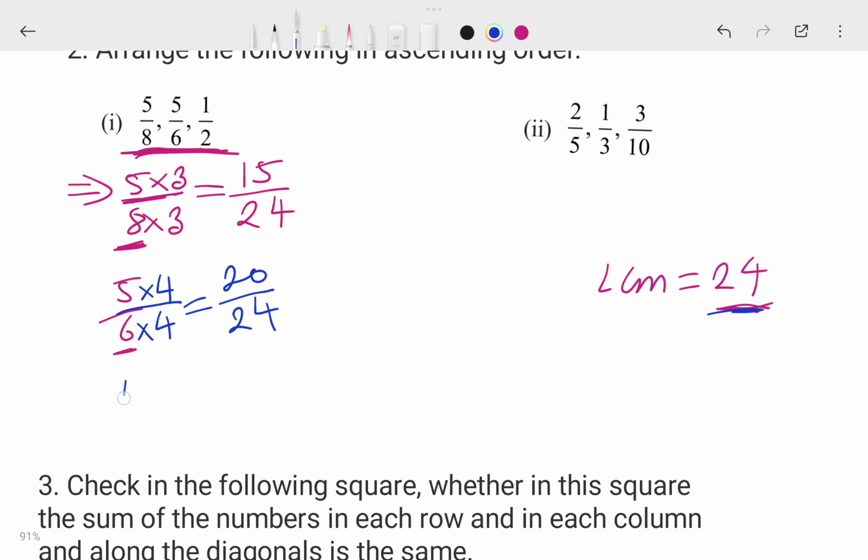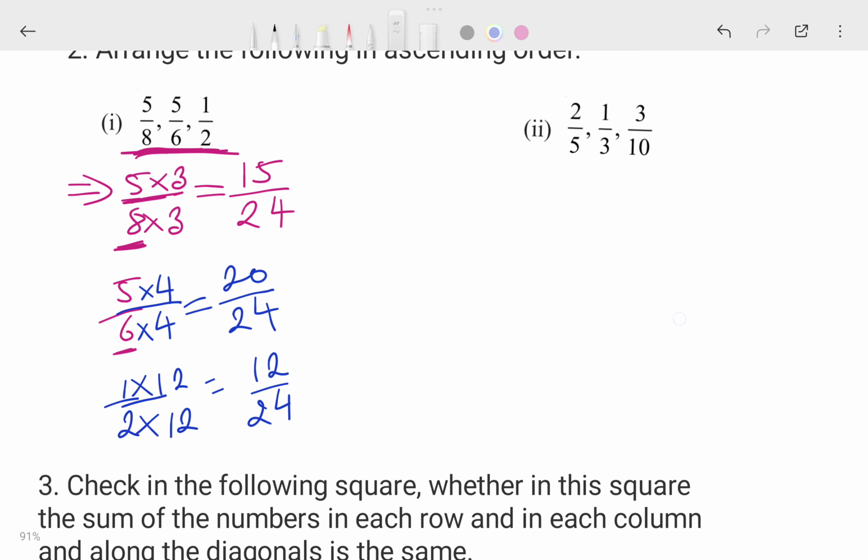Now this is 1 by 2. In the 2 table, how many times is 24 there? 12 times. We have to multiply by 12 below and 12 above also. Now this is going to be 12 and this is going to be 24. Now we get it, the denominators are totally the same.